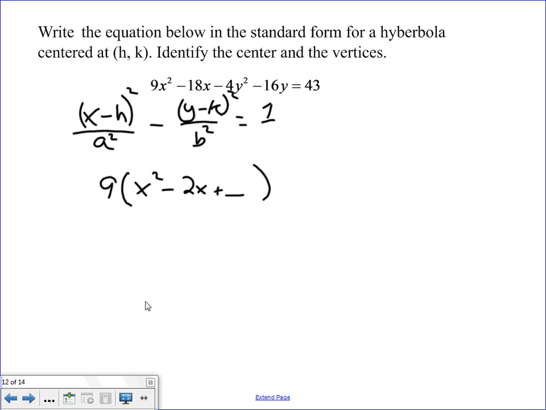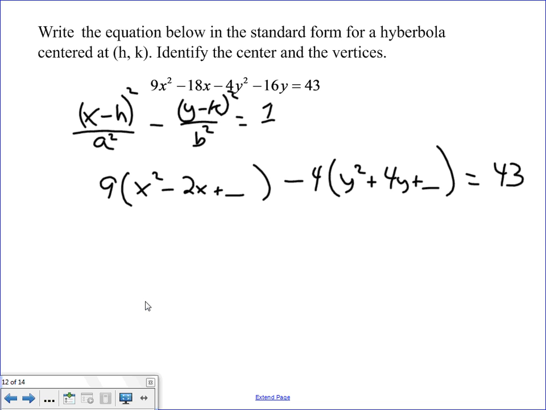And then I think I can take a 4 out of there, minus 4 times y squared plus 4y, because that's plus 4y, plus something equals 43. So I just rewrote these with the 9 and the 4 taken out so I can complete the square more easily.